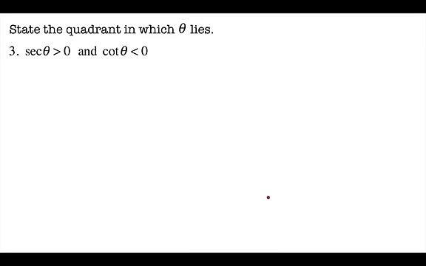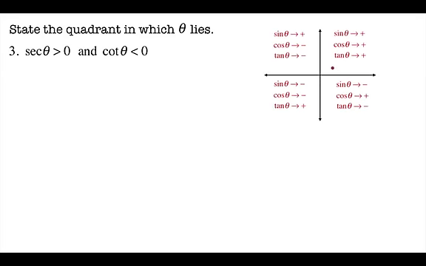State the quadrant in which theta lies. So we have secant of theta is greater than 0 and cotangent of theta is less than 0. This is what I want you to remember. It's not easy to generate. If you need assistance, let me know. But this is basically telling you that the sine of theta in the first quadrant is always positive. Cosine of theta in the first quadrant is positive. Tangent of theta is always positive. So follow for quadrant 3, follow for quadrant 4.